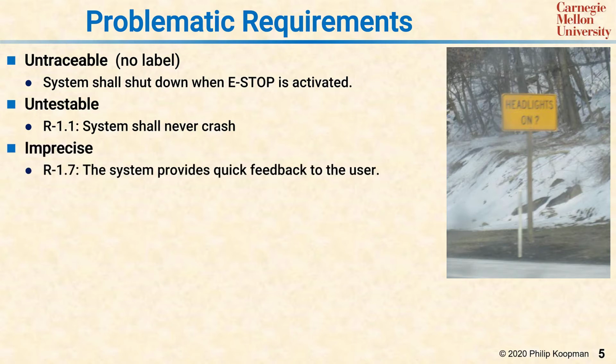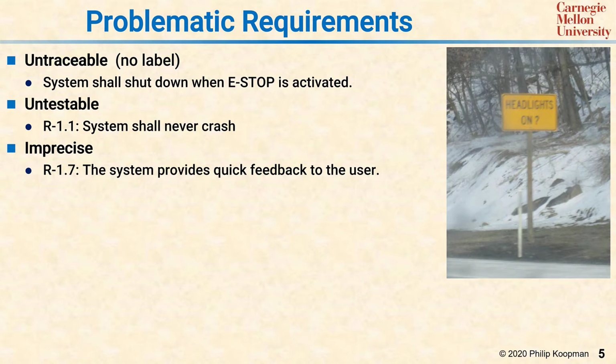A requirement may be imprecise. In this case, R1.7, the system provides quick feedback to the user. How quick is quick? 300 milliseconds? 100 milliseconds? 1 nanosecond? At some point, there's a boundary below which being faster doesn't really help.